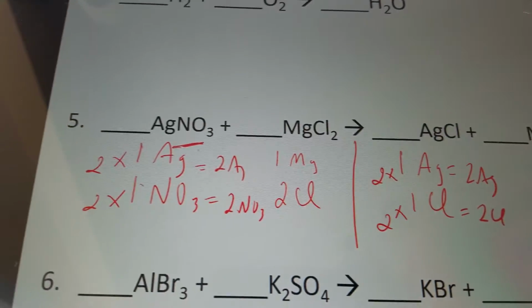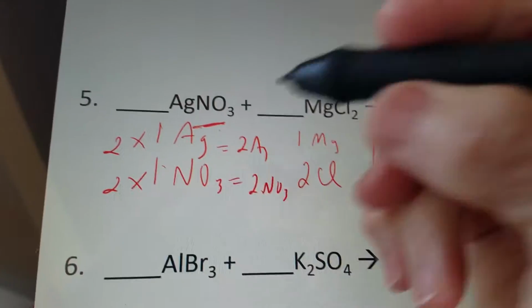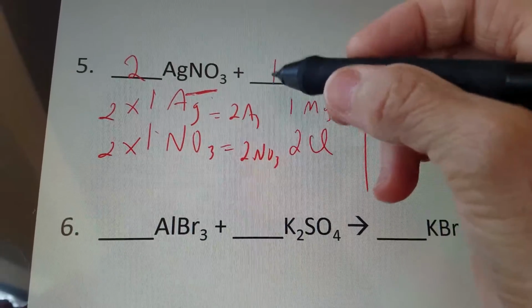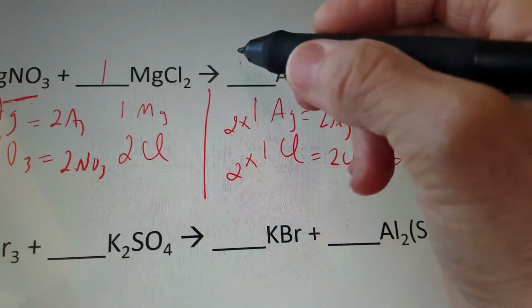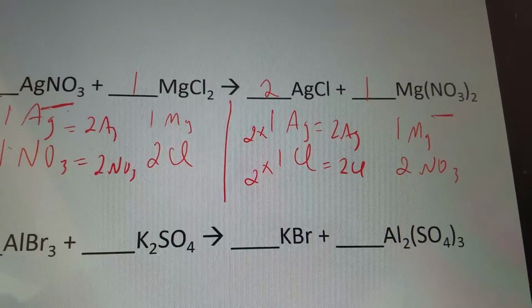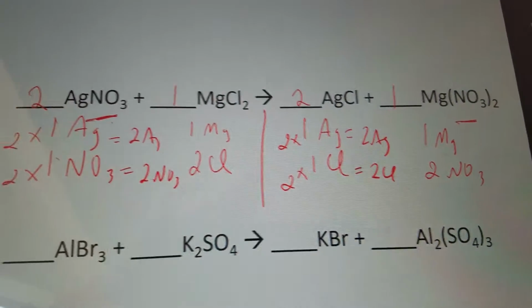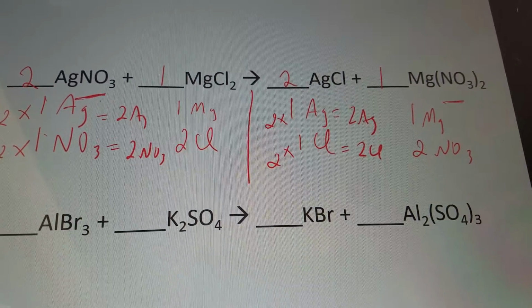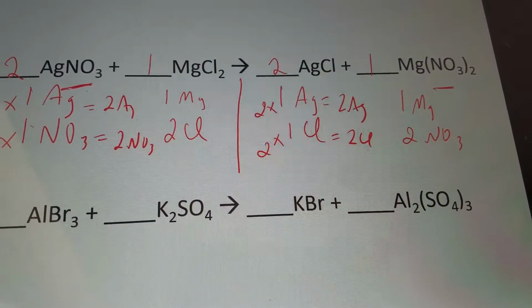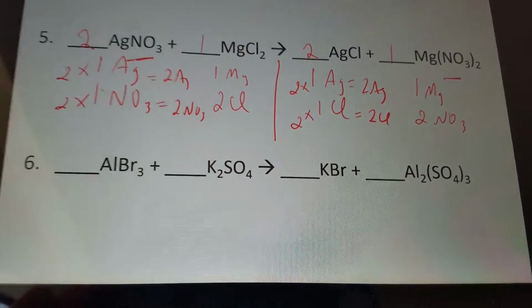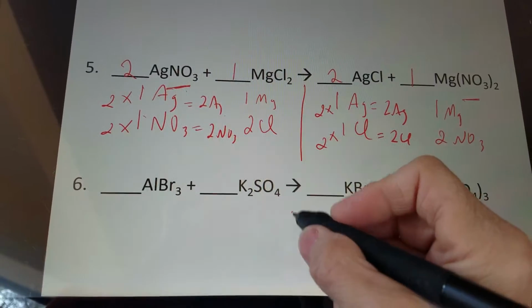So on this one, I multiplied the first substance by 2. This one I didn't multiply by anything, so we'll put a 1. This one we multiplied by 2, and this one a 1. So as long as all of the elements that are in a polyatomic ion are in the polyatomic ion on the other side and not somewhere else, you can keep it together as a unit. So if you look at number 6, we can do the same thing.